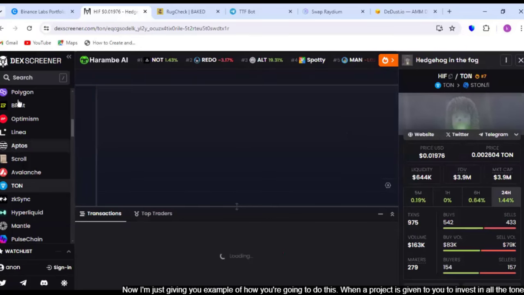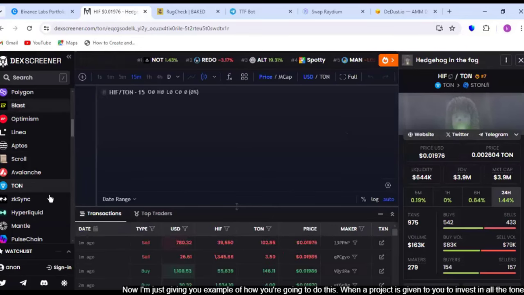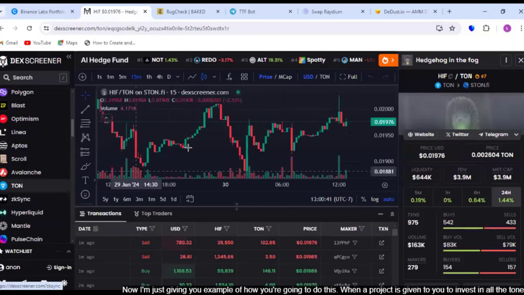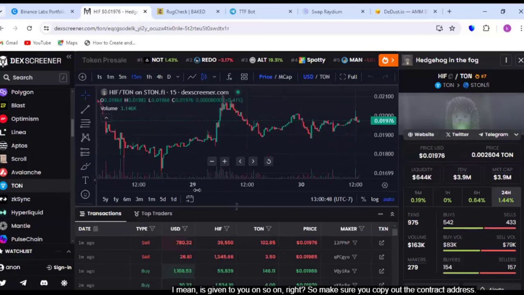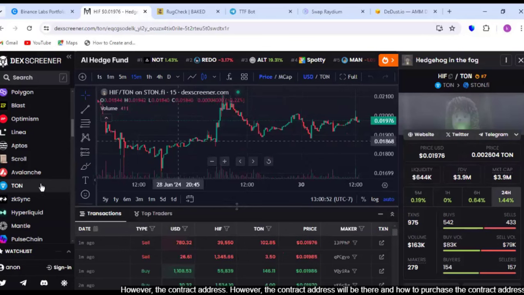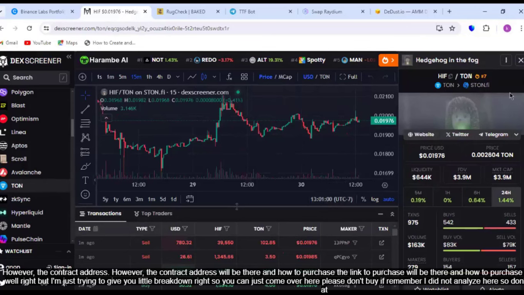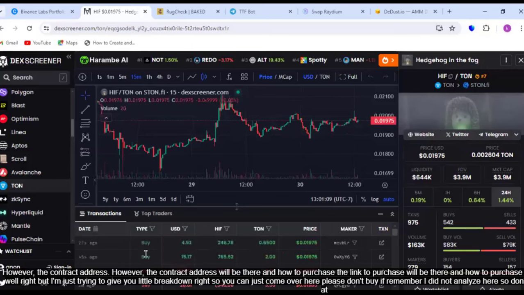Now I'm just giving you an example of how you're going to do this when a project is given to you to invest in on Ton. I mean, when a memecoin is given to you on Ton, right? Make sure you copy out the contract address. The contract address will be there, and the link to purchase will be there as well, right? But I'm just giving you a little breakdown. Please don't buy HIF. Remember, I did not analyze HIF. So don't buy this. In fact, look, liquidity is not locked.